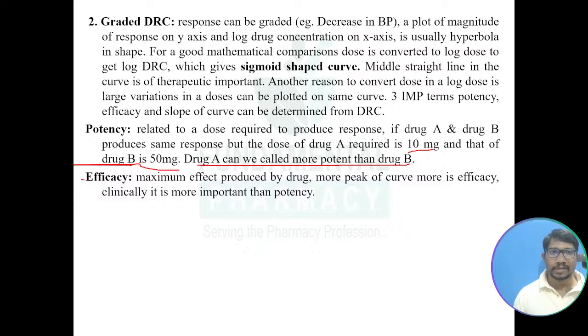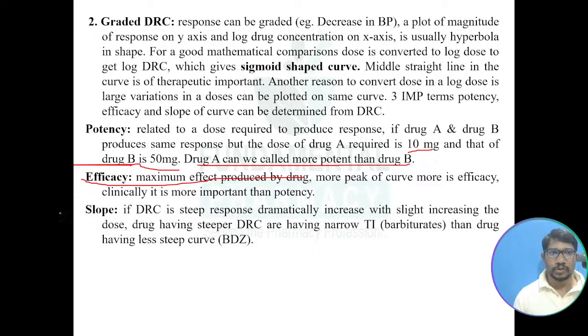Efficacy means the maximum effect produced by a drug. The higher the peak of the curve, the greater the efficacy. Clearly efficacy is more important than potency. Slope: the graded dose response curve, DRC, may be steep. If the curve is steep, response increases dramatically with a slight increase in the dose. Drugs having a steeper DRC have a narrow therapeutic index.